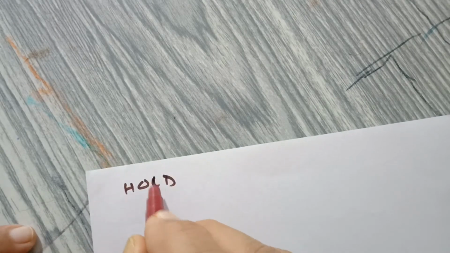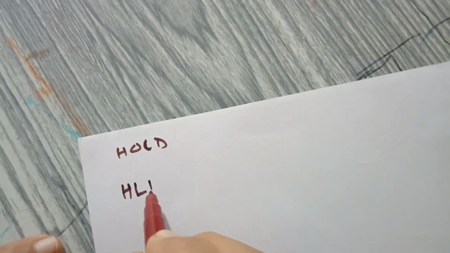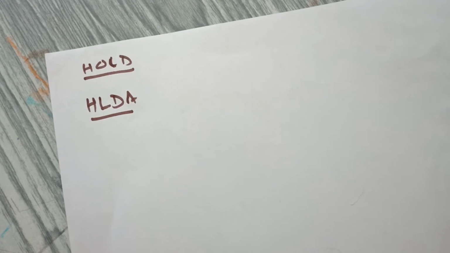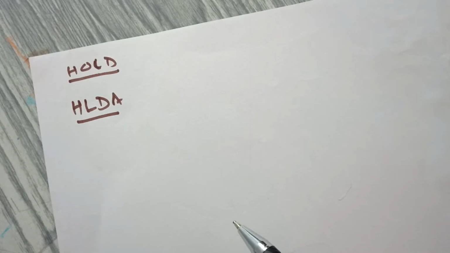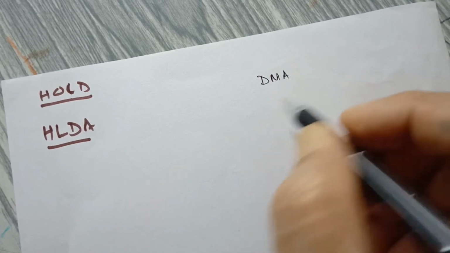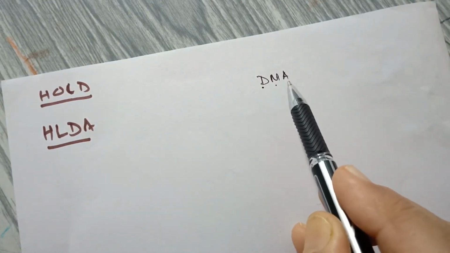Then we have the HOLD pin and HLDA. These two pins are associated with direct memory access operation. Later we shall discuss this in detail, but right now I will try to explain the purpose of this pin that is associated with DMA. DMA stands for direct memory access.